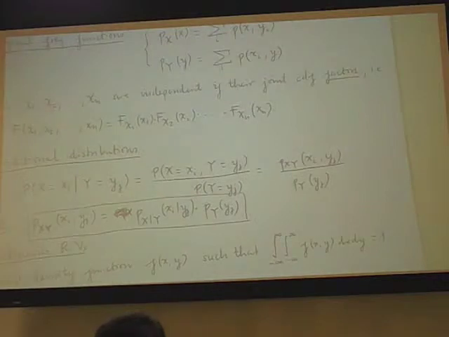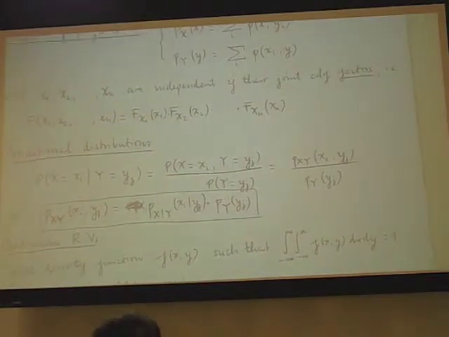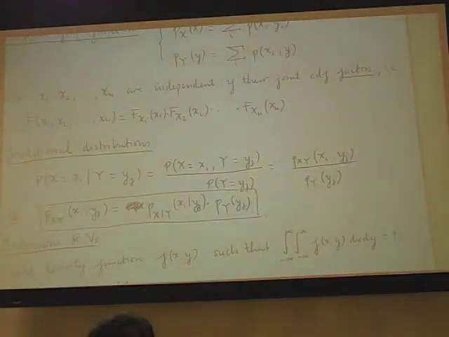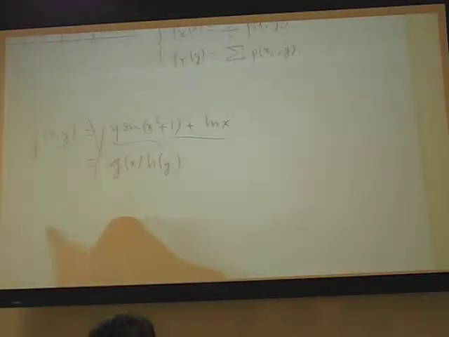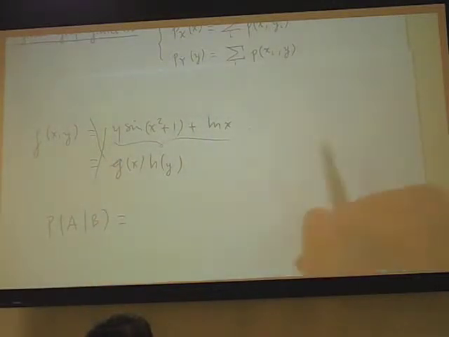Is that clear? Right? And the next concept is about what is it? Conditional distribution. Like in the past, if you have two events A and B, how do you compute the probability of A given B? In the past, how do you compute the probability of A given B? You use what?